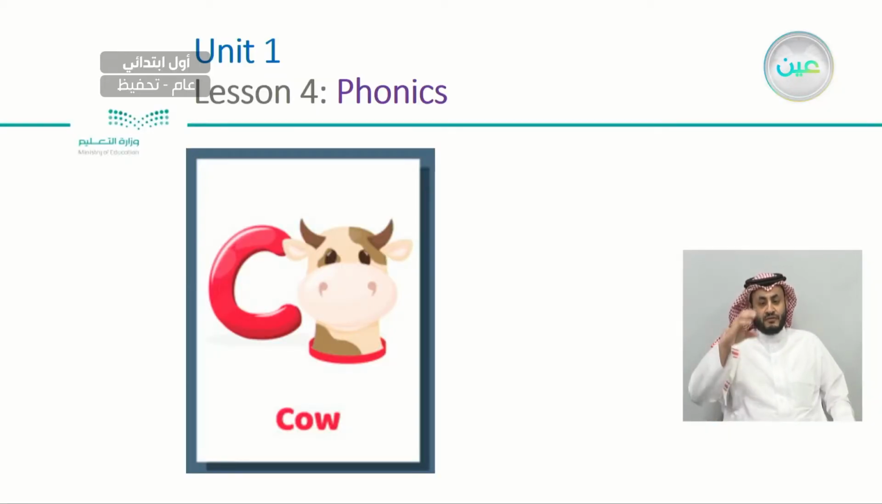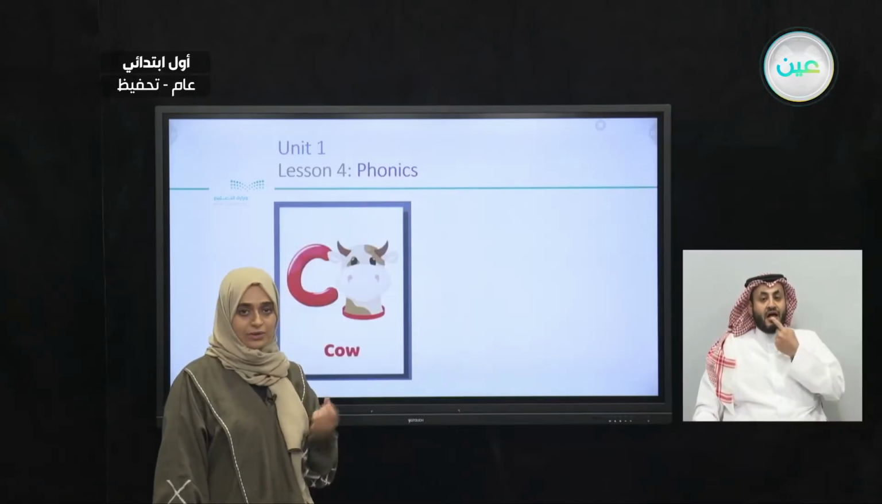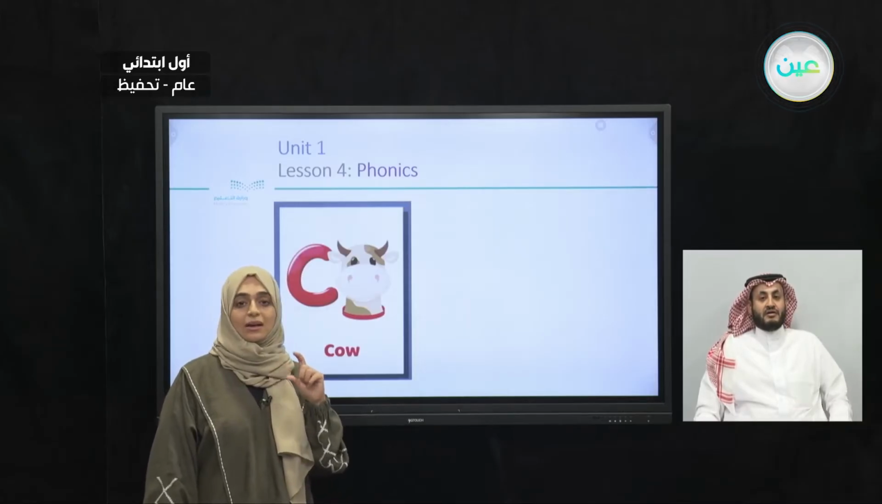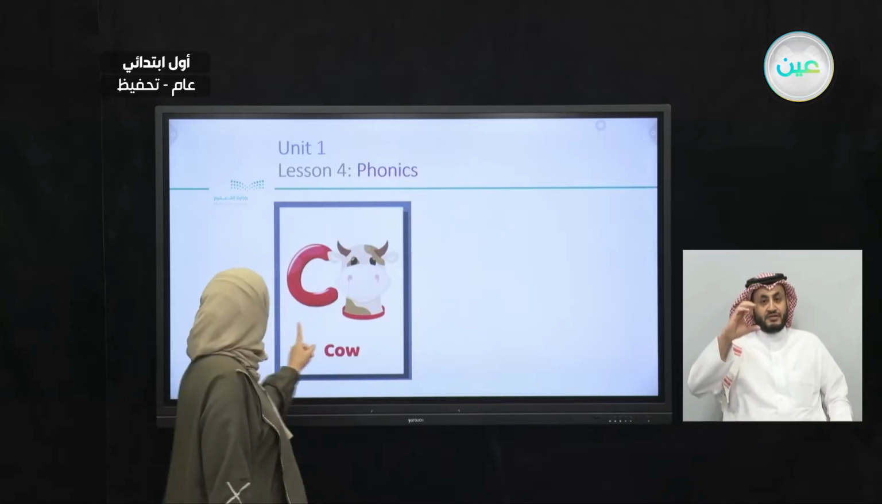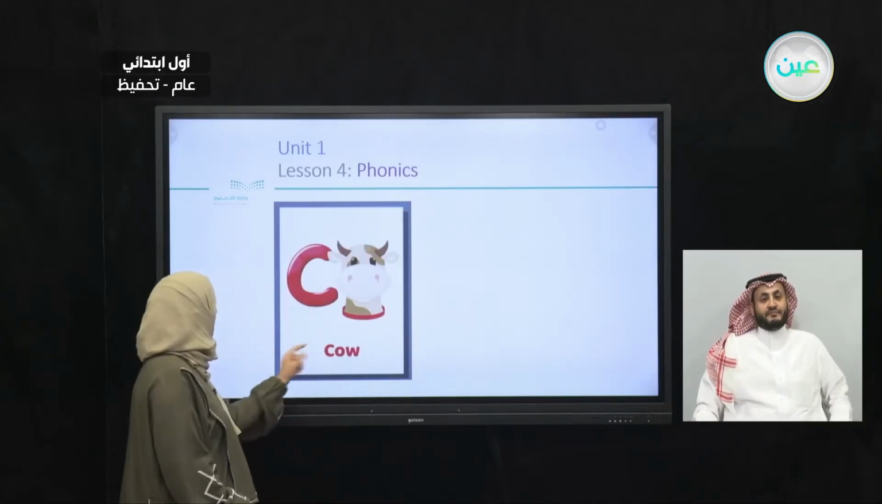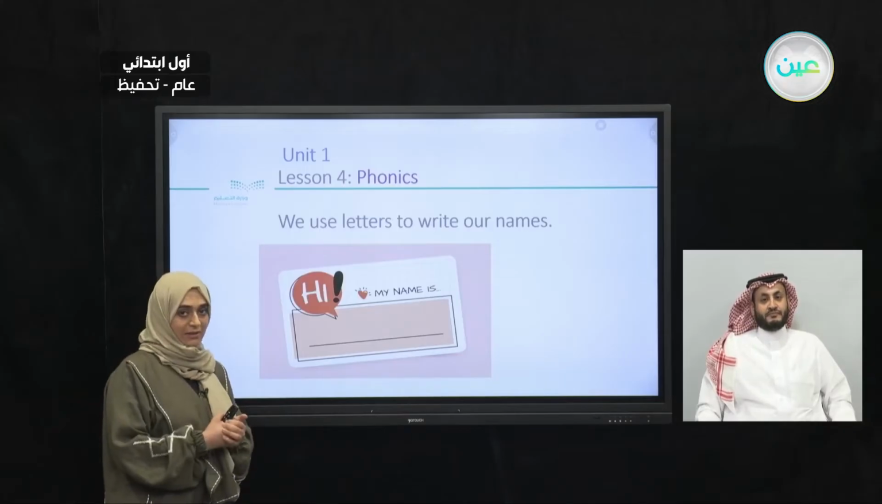What about this one? This is the letter C. So the name of the letter is the letter C. How do we pronounce it? How does it sound in a word? Sounds like this. K. Can you hear it? K, as in cow. Cow.